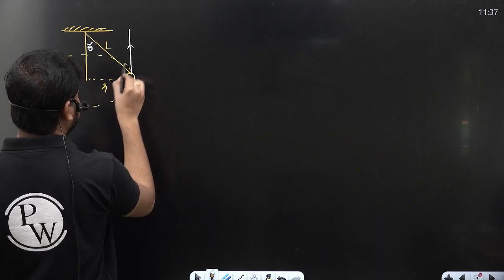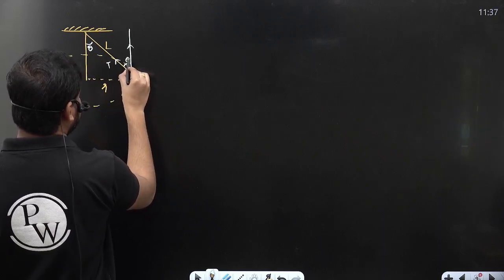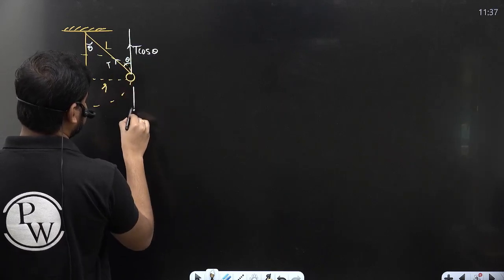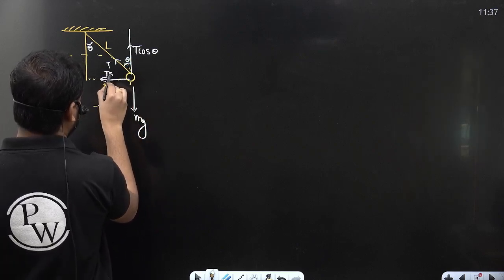Let this be the vertical line. Then here the tension will be there, and this angle will be theta. Here it is T cos theta and here it is mg, right? And on this side the T sin theta component will come.